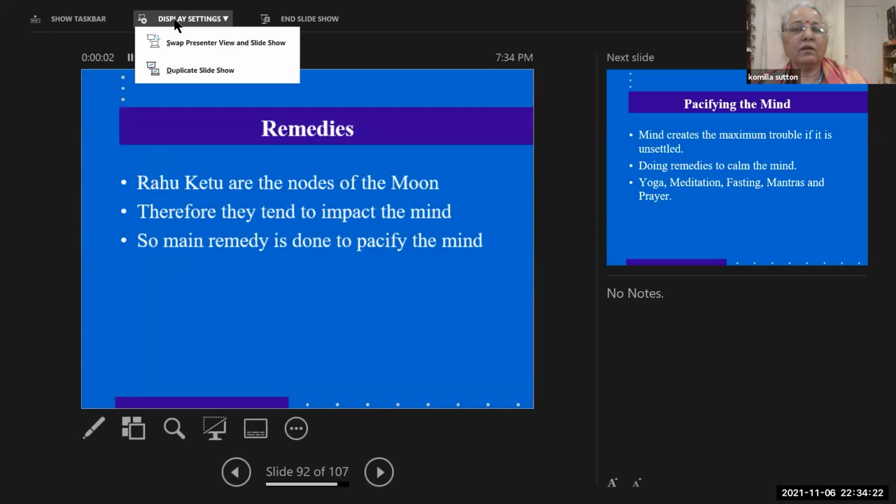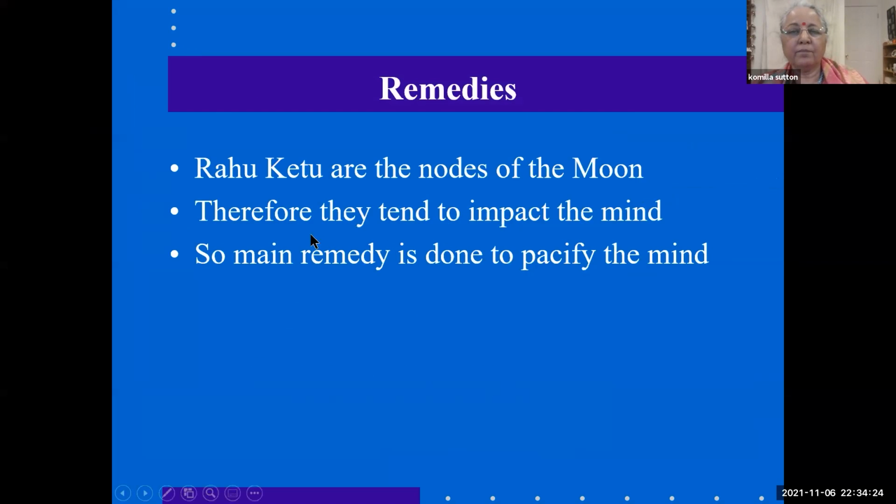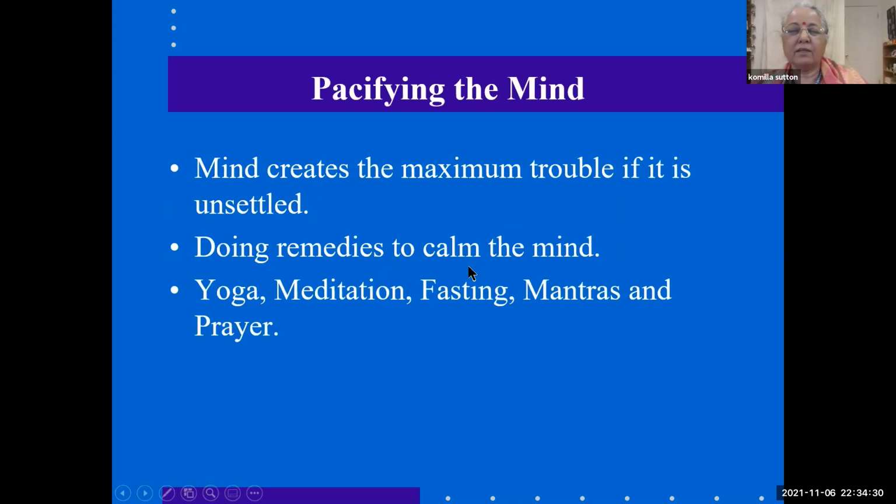I just wanted to share some remedies here. So Rahu Ketu are nodes of the moon, therefore they impact the mind. So the remedy is done to pacify the mind. Mind creates maximum trouble if it is unsettled. Doing remedies to calm the mind: yoga, meditation, fasting, mantras, prayer, sadhana, all the things.